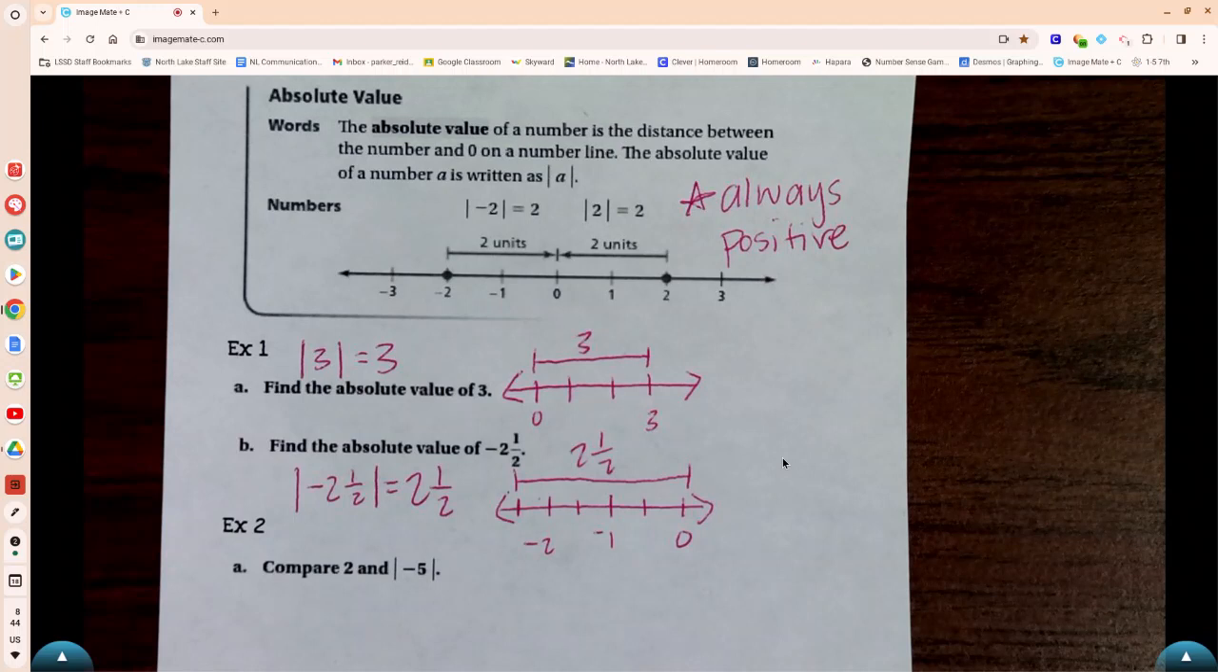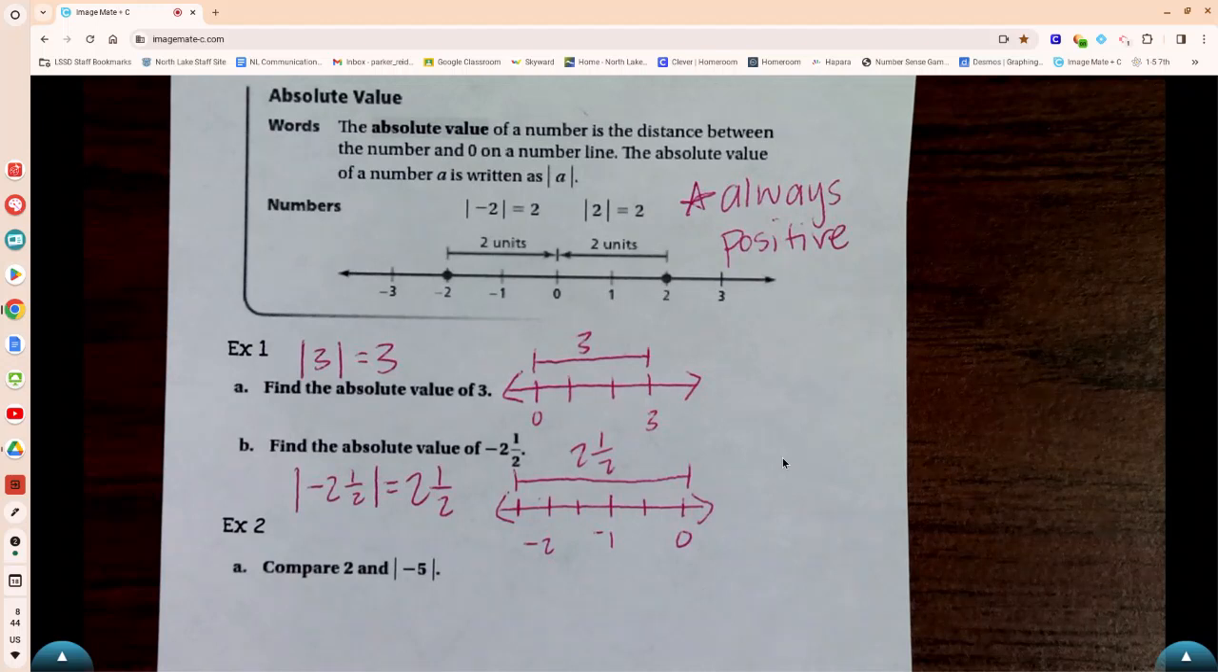What is the absolute value of negative 4? 4. What's the absolute value of 4? 4. It's both 4. What's the absolute value of 1.2? 1.2. What's the absolute value of negative 3.5? Just 3.5. Positive 3.5. Absolute value is always positive. What is absolute value? Always positive.